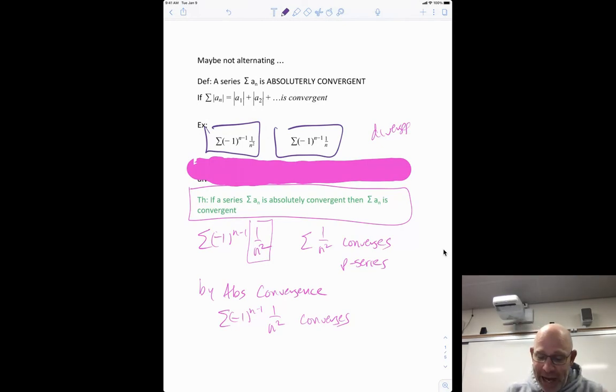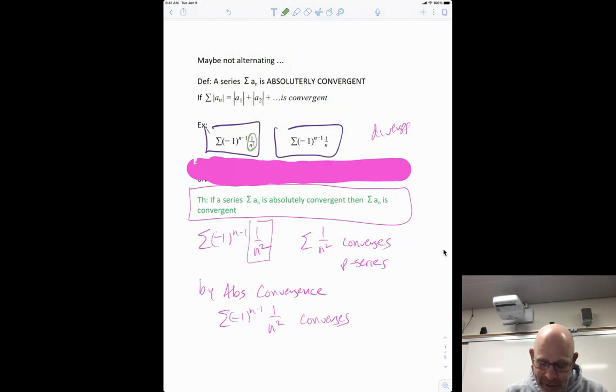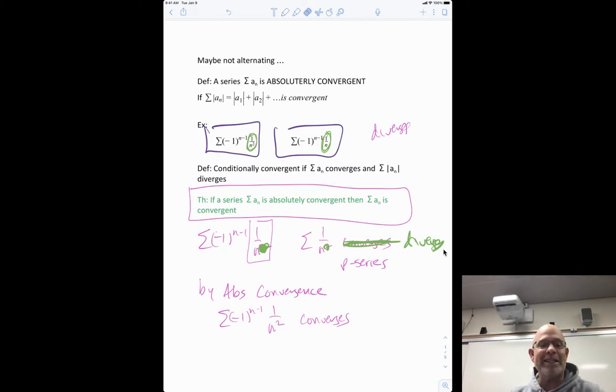But notice that, I'm going to change colors here. The positive part, that is the positive piece of that one, 1 over n squared, is a p series that converges. This one diverges. So if I did this same absolute value test down here, I'm going to change this to an n, 1 over n. This one diverges. So this tells me nothing because the absolute value diverges tells me nothing. So they're different, right? The 1 over n squared and the 1 over n are different. So we have this thing that's called conditional convergence.